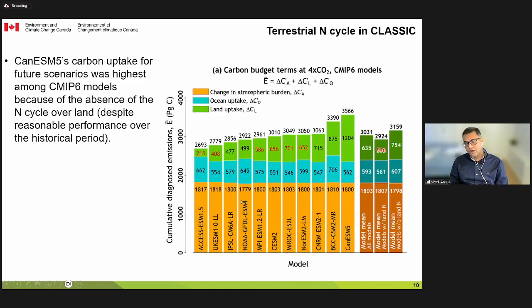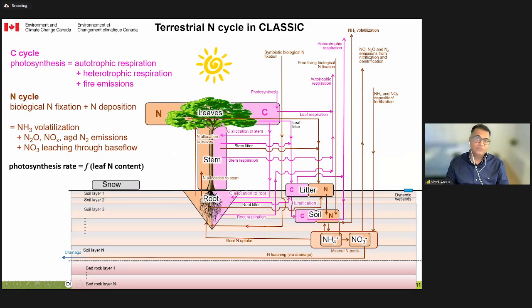Moving on, this is what we are really working towards: including the nitrogen cycle in the model. The reason for that is that last time around for CMIP6, the land carbon uptake for CanESM5 was one of the highest amongst all CMIP6 models, despite reasonable performance over the historical period. We have nailed this down to the fact that we did not have a nitrogen cycle in the model. So we've been working very hard to include it.